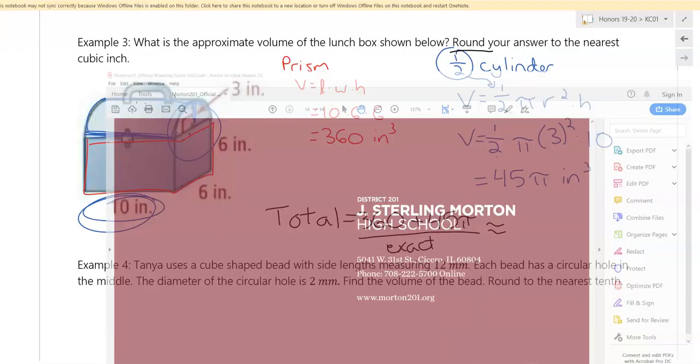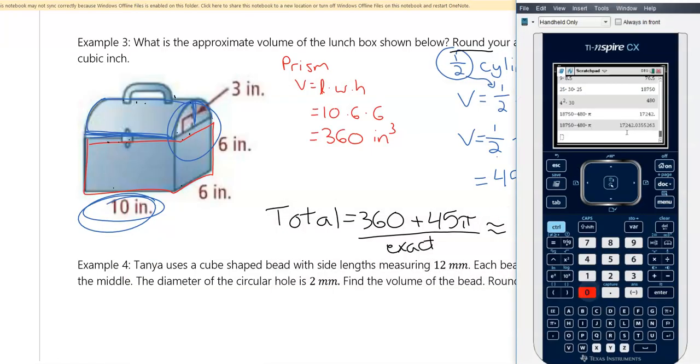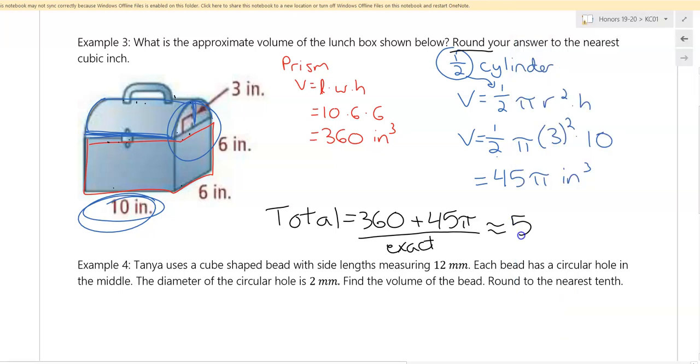So in my calculator, sorry, they're both red down there. I can't click the right one. 360 plus 45 pi is 501.3. So for the nearest inch, we'll say 501 inches cubed.